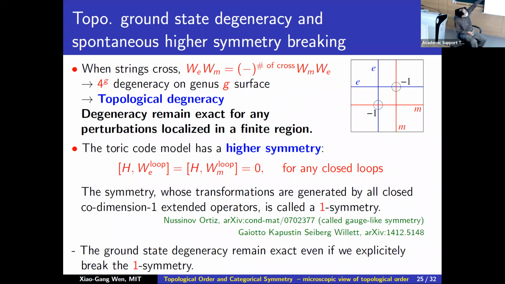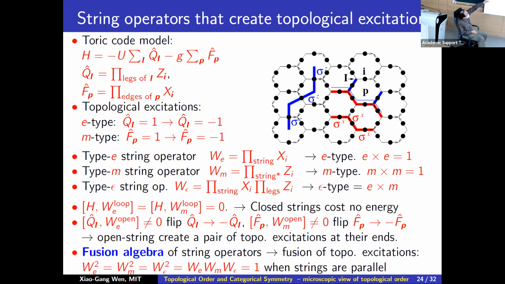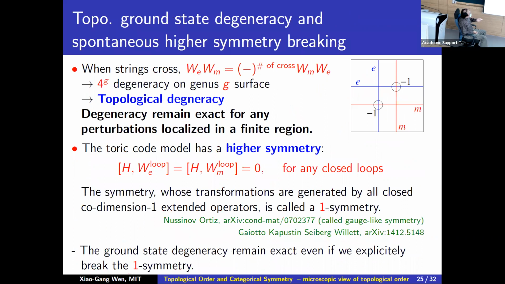I'll explain why. Let's consider the Q operator. Q is a product of sigma z, so for every Q operator we have a sigma z on these three sides. But the E string is a sigma x on this red line. You can see that this Q operator and the E string always have a two-link overlap. Each overlap, sigma z and sigma x, gives you a minus sign when they commute, and two overlaps give you a plus sign. So they really commute. Similarly for the other string. So it just commutes, and this is some kind of symmetry.